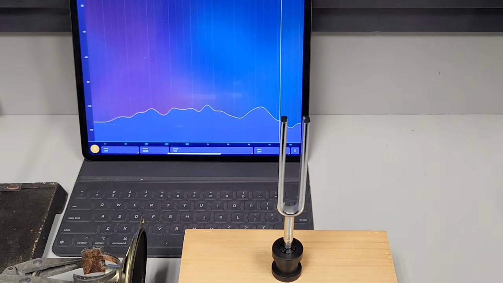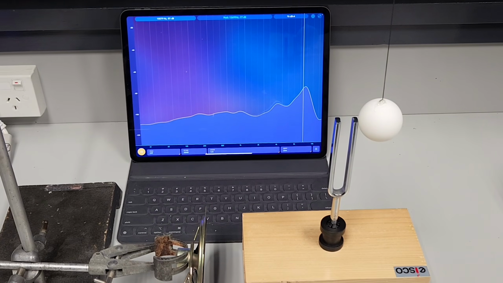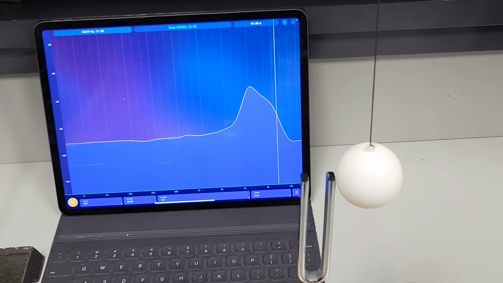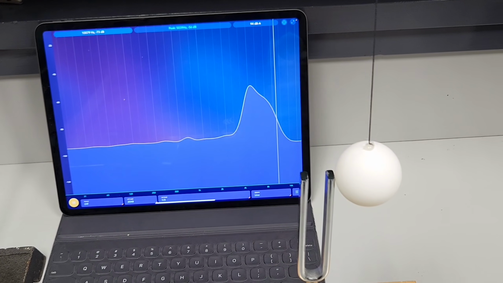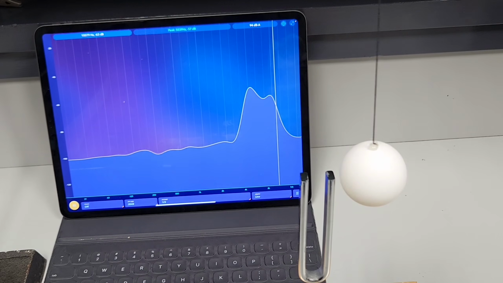Here I have a tuning fork which resonates at a particular natural frequency. By placing a speaker nearby and matching it to this natural frequency, we can see it excites the tuning fork by observing the motion of the ping pong ball resting against it.